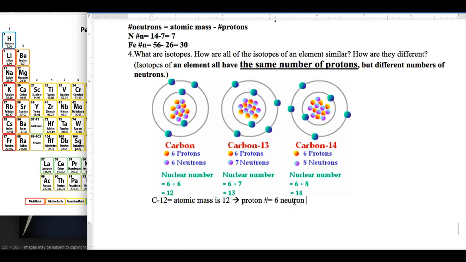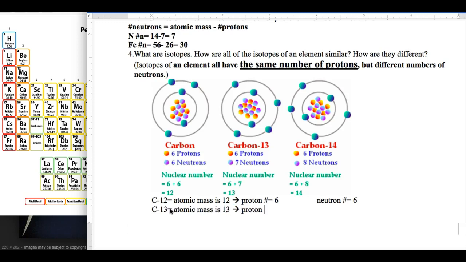So our neutron number would equal 6 as well, because 6 plus 6 equals 12, or 12 minus 6 is 6. But how about if we have a different carbon? It's still a carbon. It's still the same element, but it has a different character. What character does it have? The atomic mass is different. The atomic mass is now 13.